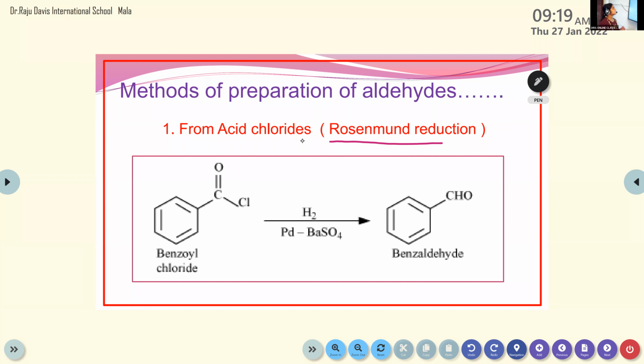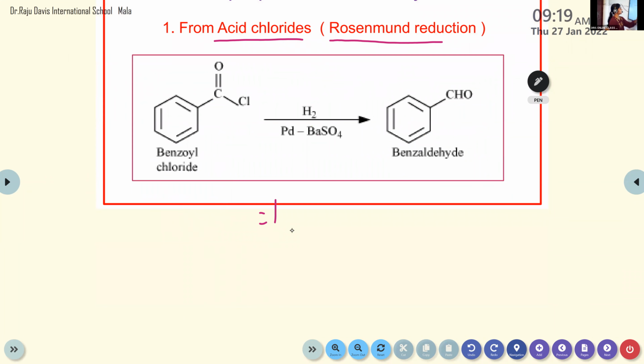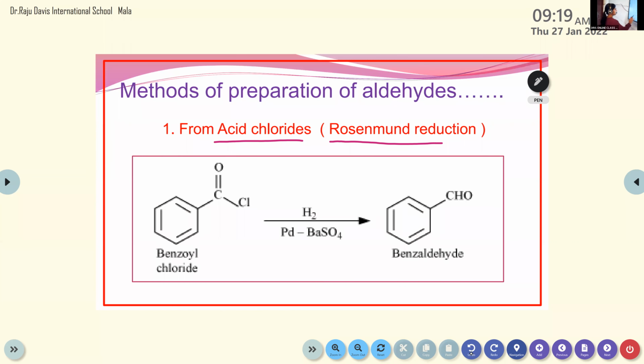What do you mean by acid chloride? A carbonyl group will be there, and along with the carbonyl group, one halogen will be there. So here it is acid chloride, COCl. RCOCl is the common formula of acid chlorides. Here we are discussing benzoyl chloride, a benzene ring with COCl.